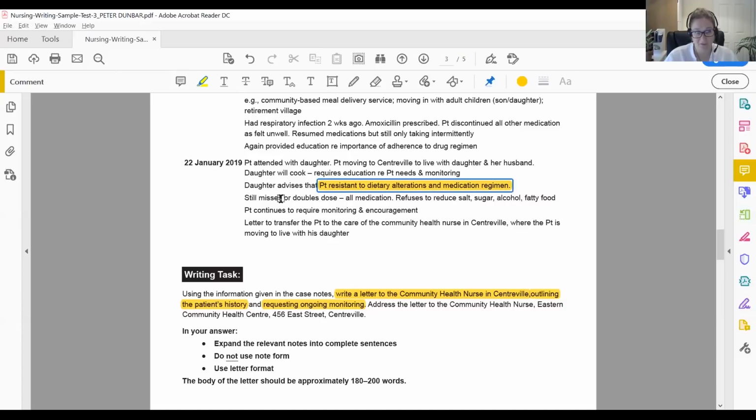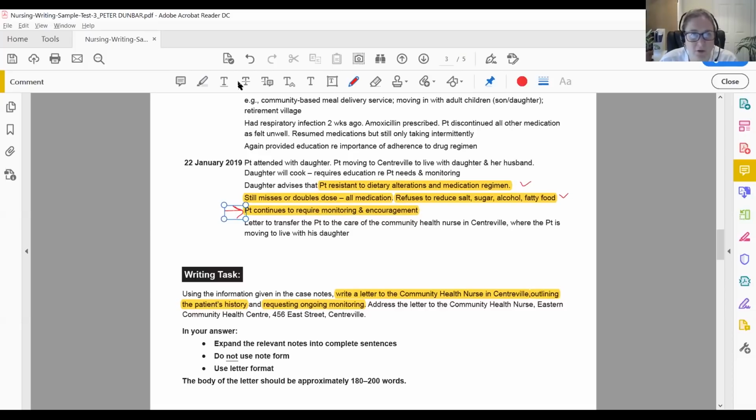So what else have we got? Still misses or double doses all medication and refuses to reduce salt, sugar, alcohol, fatty food. Okay, so patient continues to require monitoring and encouragement. So we need to request this and we need to inform about this.